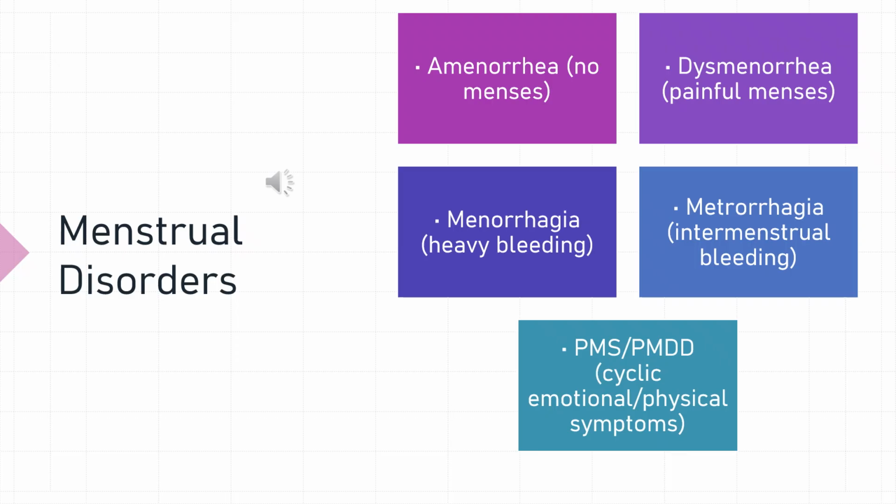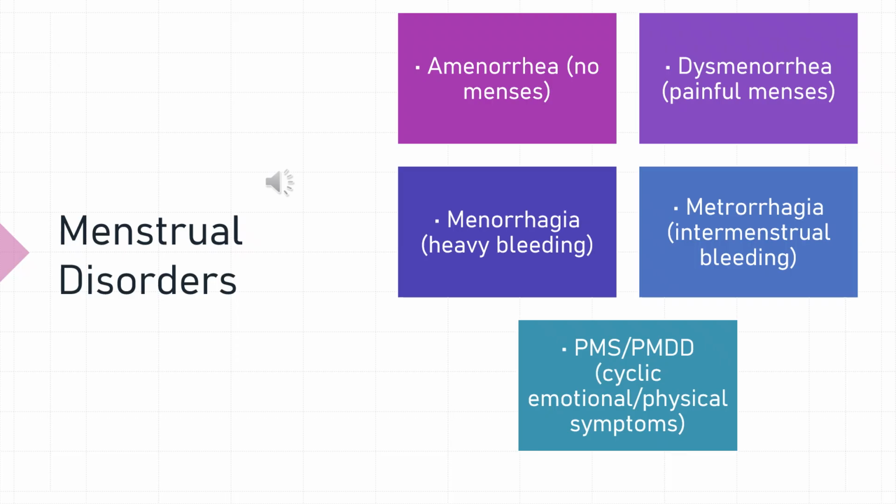For our metrorrhagia, this is intermenstrual bleeding. This is where bleeding can occur between the normal menstrual cycles. This can be due to ovarian cysts, endometrial polyps, different STIs or infections, hormonal fluctuations, or cancers. For these, we want to encourage patients to have their pelvic exams and pap smears and then track any patterns of bleeding.